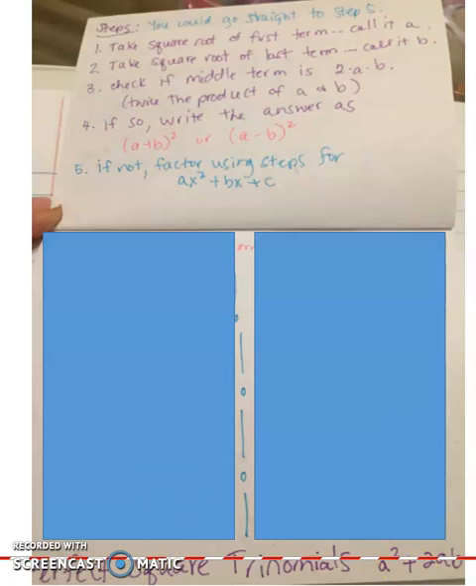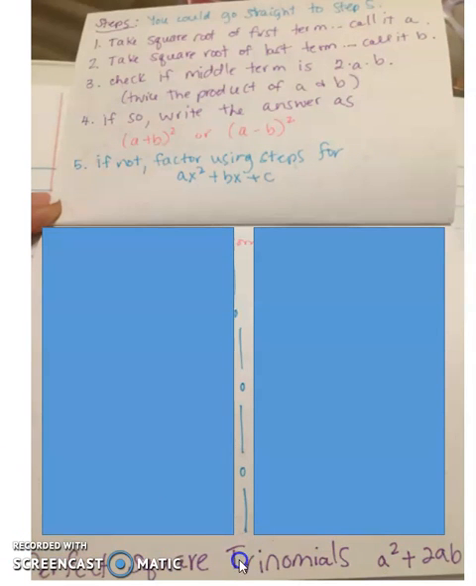For the next tab, we've got a perfect square trinomial. Perfect square trinomials are in the form of a squared plus 2ab plus b squared. It is going to be a trinomial, and the first and the last terms will be perfect squares. So for the steps, go ahead and pause your video now.